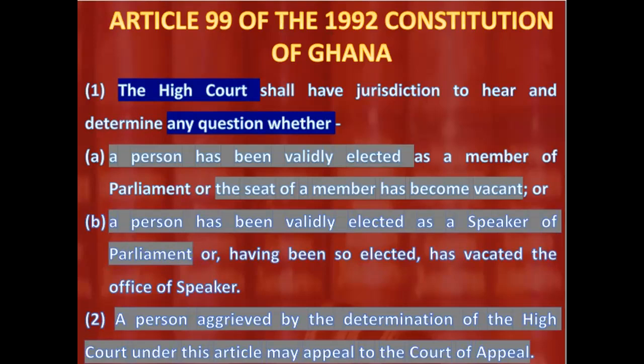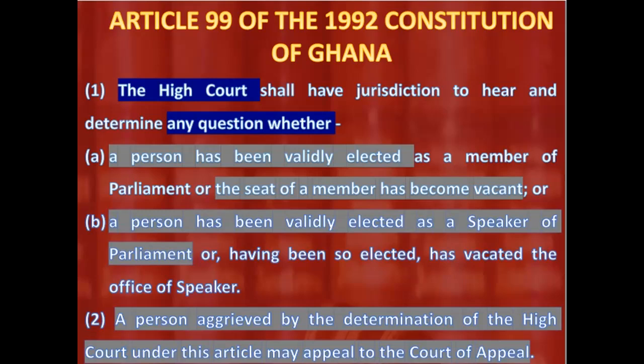Now, there is an interesting provision about Article 99 that is worth discussing. Clause 2 of Article 99 reads as follows, and I quote, that a person aggrieved by the determination of the High Court under this article may appeal to the Court of Appeal, full stop.